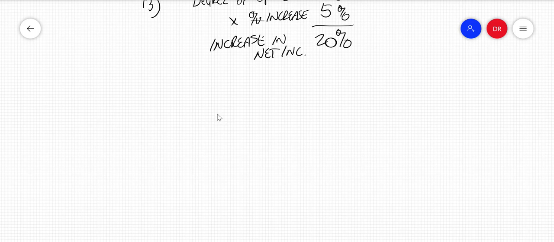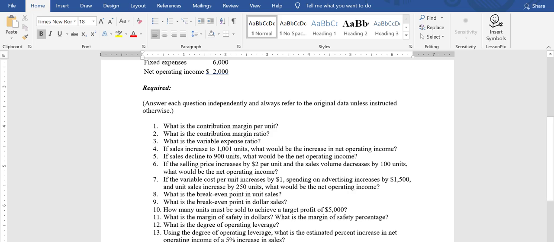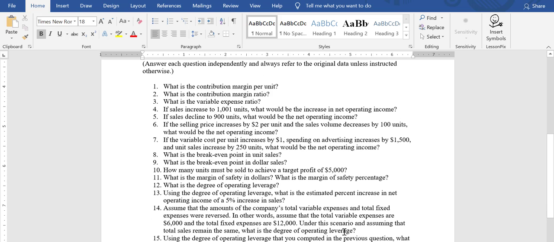Now we're working on number 14, and we're going to take a look at number 14 in the document. It says, assume that the amounts of the company's total variable expenses and fixed expenses were reversed. In other words, assume that the total variable expenses are 6,000 and the total fixed expenses are 12,000. Under this scenario, and assuming the total sales remain the same, what's the degree of operating leverage?